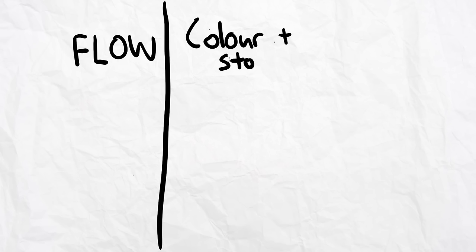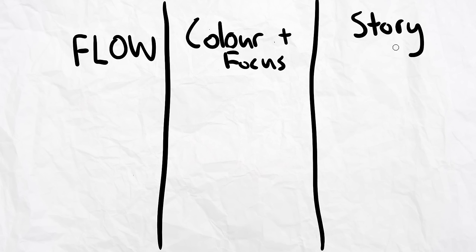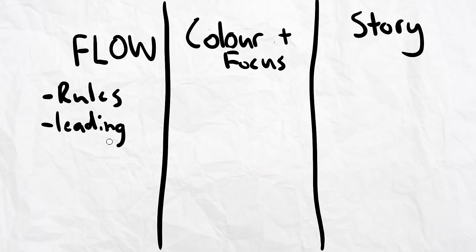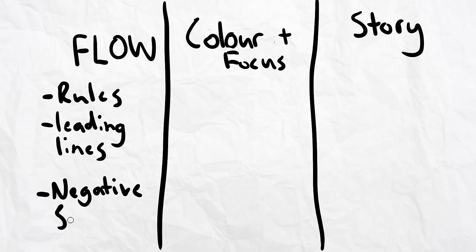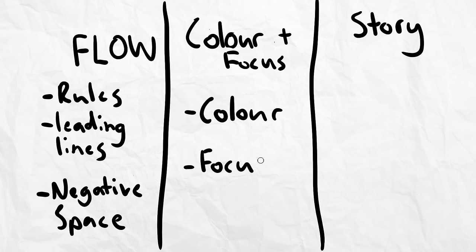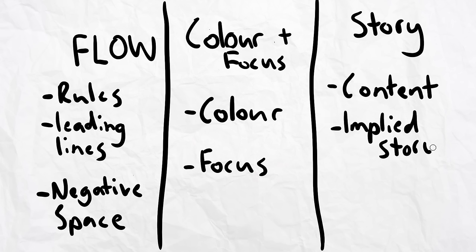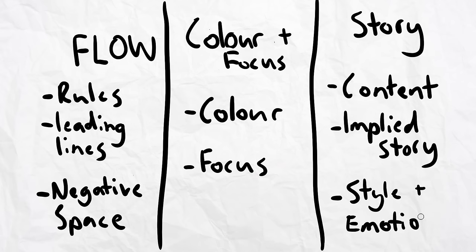So I've split up composition into three tiers or sections. Composition applies for anybody, like if you're a photographer, a videographer, if you make game design, if you're an illustrator or a painter or anything to do with art, you need to know composition. So I've split this up into flow, which is the rules, leading lines and negative space. I've also split this into color and focus, and then the story, which is the content, the implied story, also the style and the emotion.